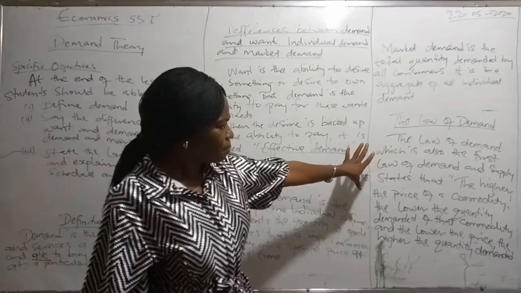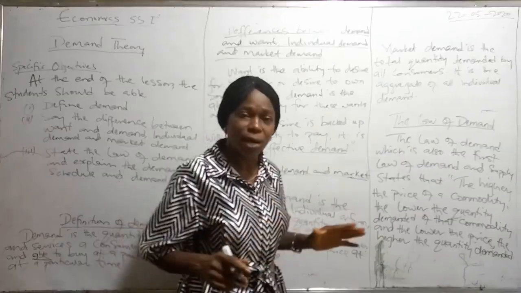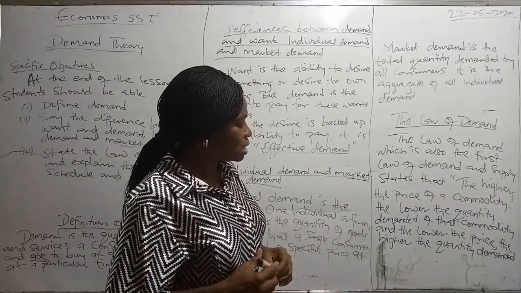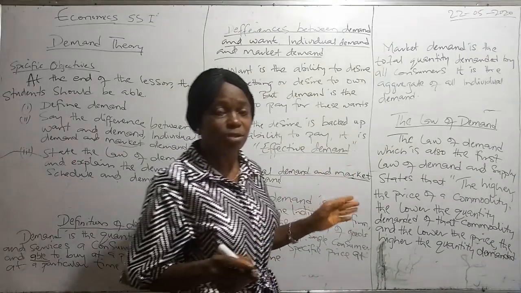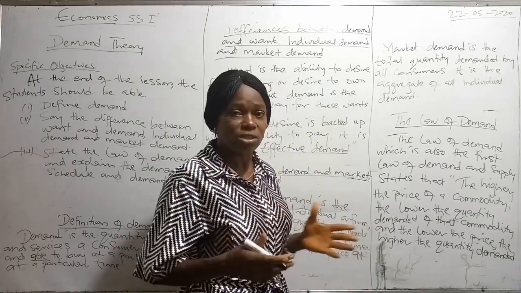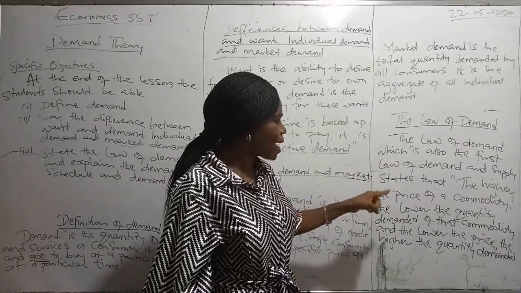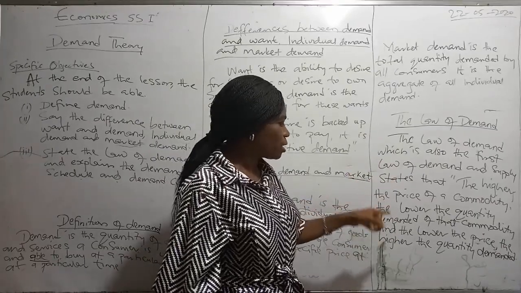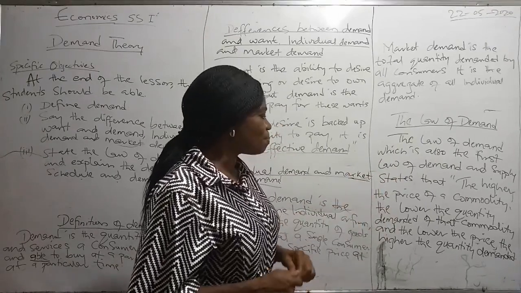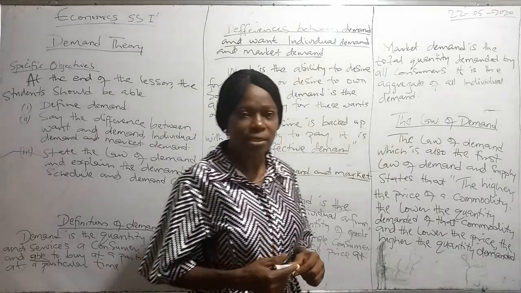So that is the behavior of every consumer. Every consumer, no matter who you are, no matter how much you have, you want to buy commodities at the cheapest price. In fact, you want to maximize your utility, your satisfaction. So we said that the law of demand states that the higher the price of a commodity, the lower the quantity demanded of that commodity.